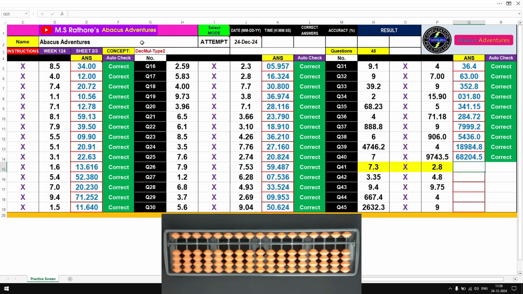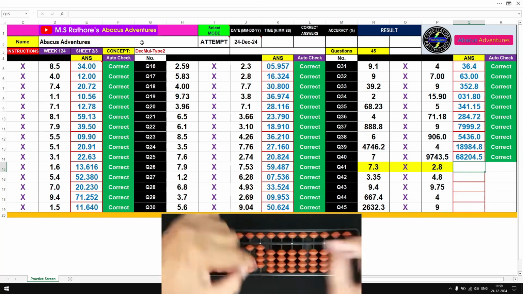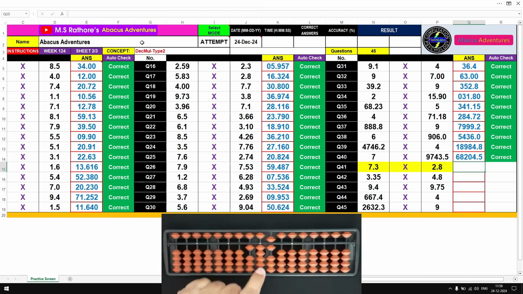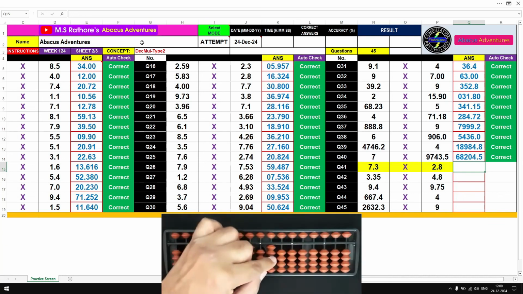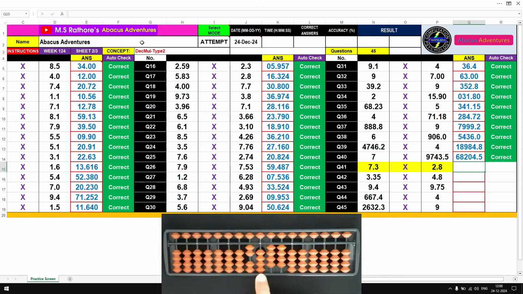Question number 41, 7.3 multiplied by 2.8, beginning from rod number 2. 2 7s are 14, shifted. 2 3s are 0 6. Round 2 begins now from rod number 1. 8 7s are 56, shifted. 8 3s are 24, and the answer is 20.44.